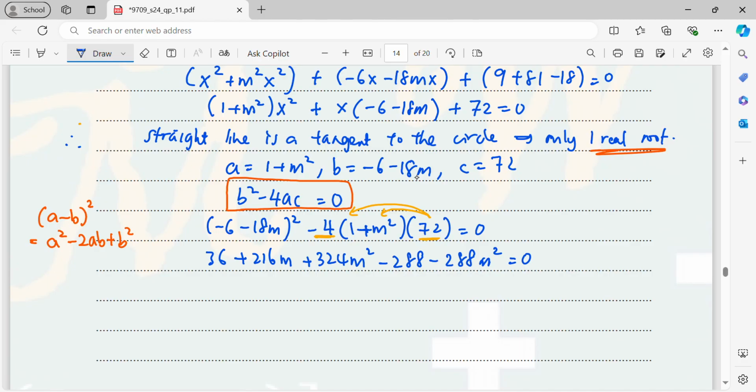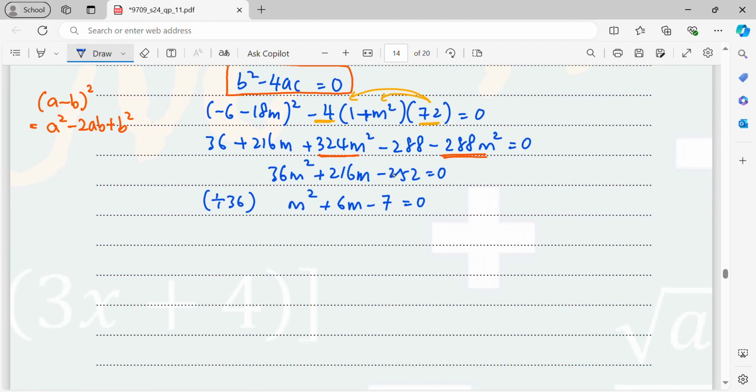Then now again, you are getting the equation in terms of m. It is a quadratic equation. So I simplify the terms. Now, positive 324 m squared minus 288 m squared, then you will be getting 36 m squared. Okay, left plus 216m. And then the two constants, 36 minus 288, that is minus 252 equals to 0. Now, this quadratic equation can be divided by 36. So I divide first to make it to a simpler form. Then it will be m squared plus 6m minus 7 equals to 0.